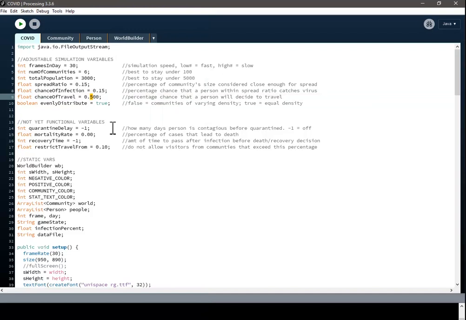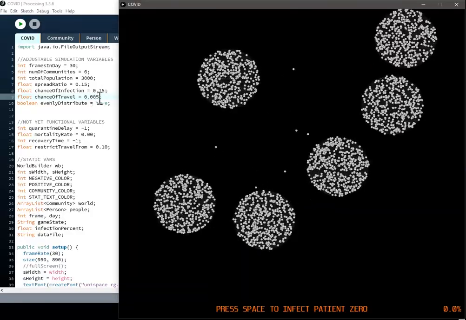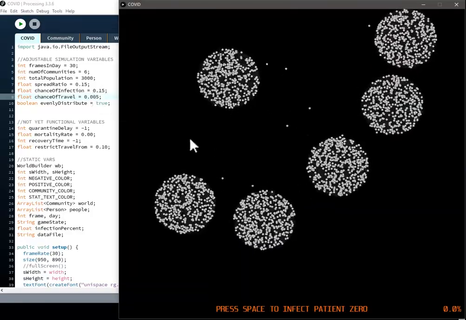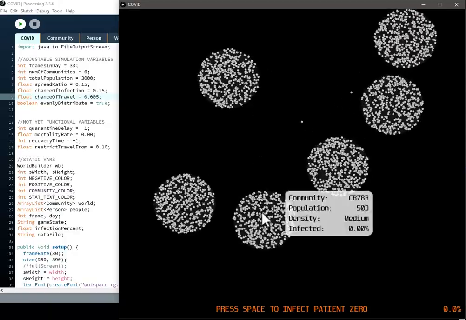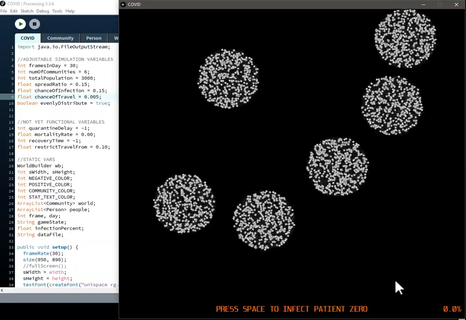So let's keep that pretty small. Most people don't move around that much outside of their own community. So I'm setting this at 0.5%. So 1% of the population every day will decide to travel to another community. You can see them darting across.